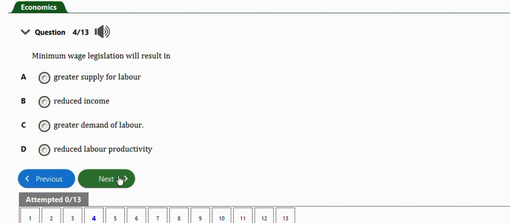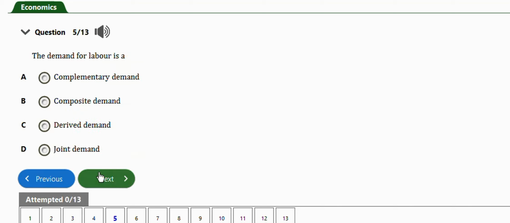That's it. Next question is this one. It says the demand for labor is a complementary demand, composite demand, derived demand, joint demand. The right answer is option C, derived demand. Very important, guys. Take note of this question. Next question is this one. It says the demand for labor is an example of, I think we just answered this question now. The right answer is option D, derived demand.